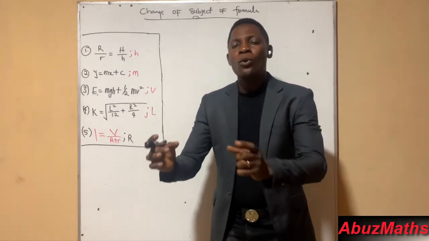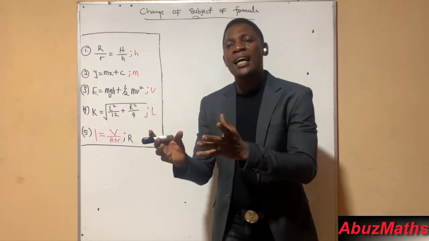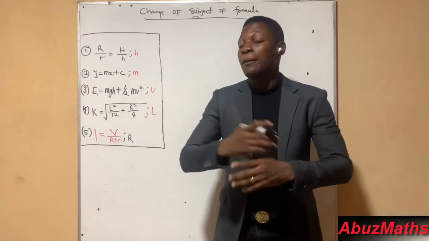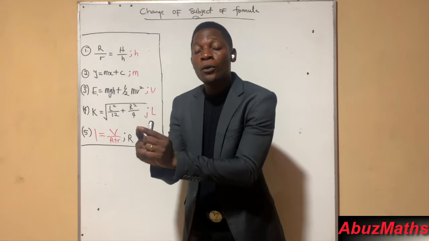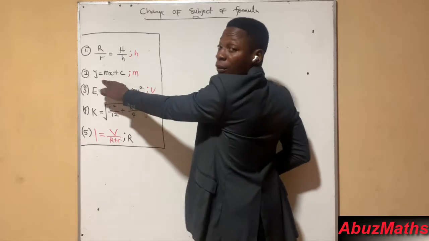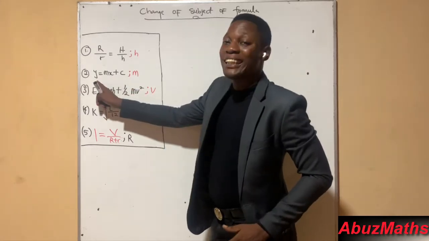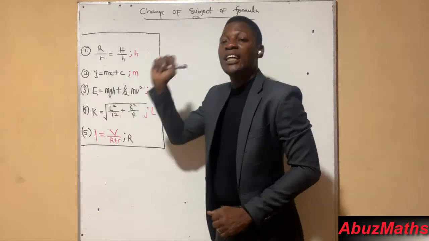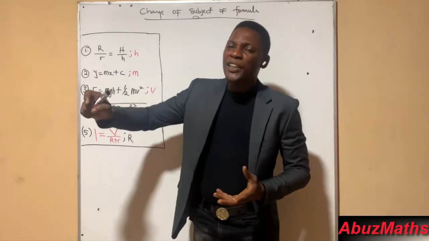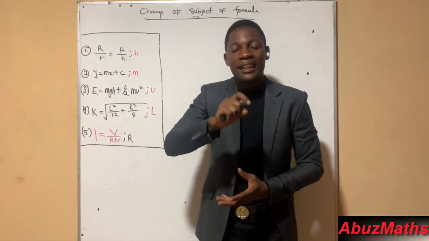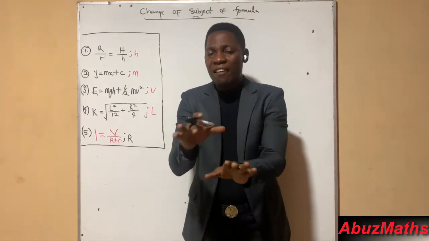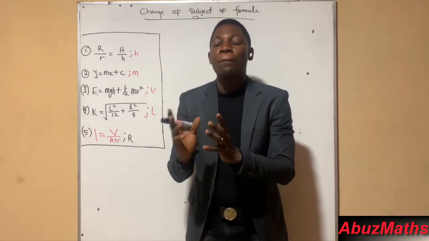What are you asked to do when you are told to make a variable the subject of formula? It simply means make that particular variable the one being worked on. For example, in the equation y = mx + c, y is the variable that is being worked on, so y is the subject of formula. But now you are asked to pick another variable from that equation and make it the variable being worked on. It seems complex, but it's actually very simple.